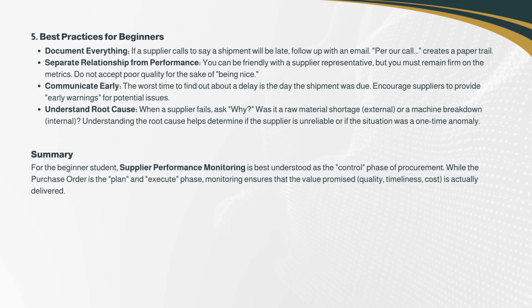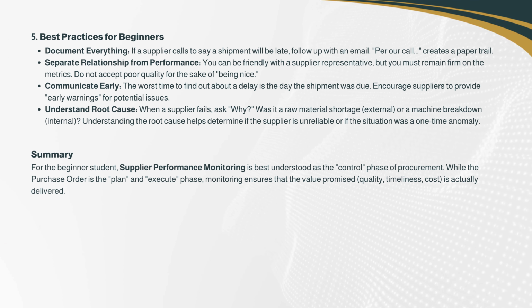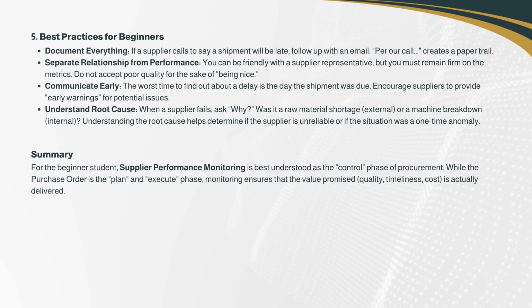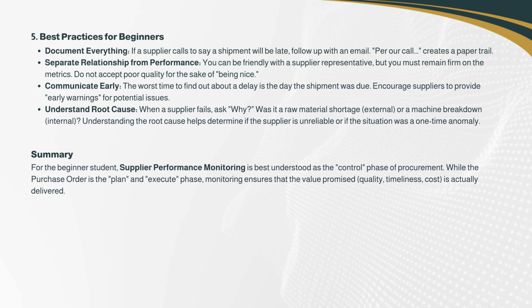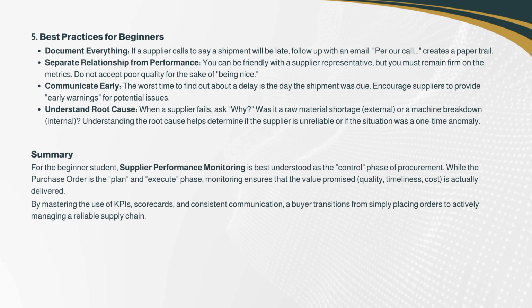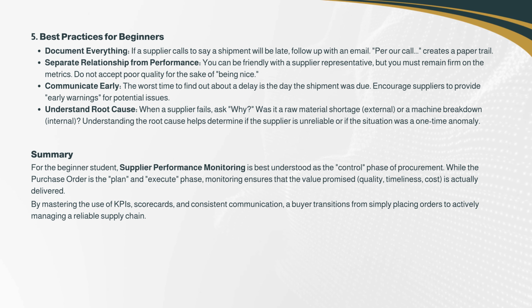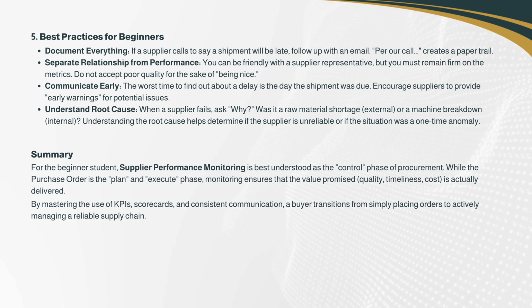Summary. For the beginner student, supplier performance monitoring is best understood as the control phase of procurement. While the purchase order is the plan and execute phase, monitoring ensures that the value promised, quality, timeliness, cost, is actually delivered. By mastering the use of KPIs, scorecards, and consistent communication, a buyer transitions from simply placing orders to actively managing a reliable supply chain.